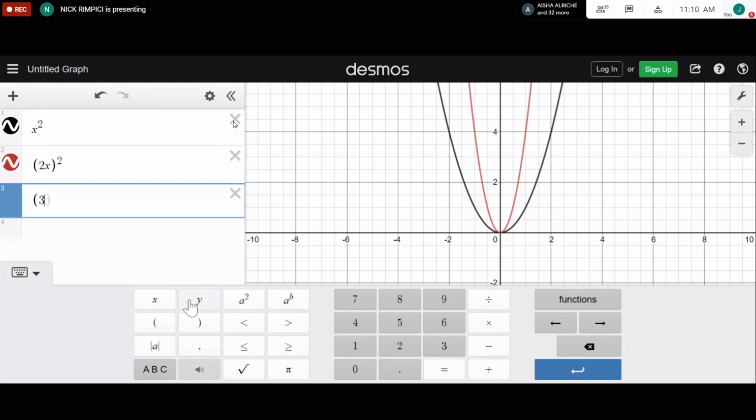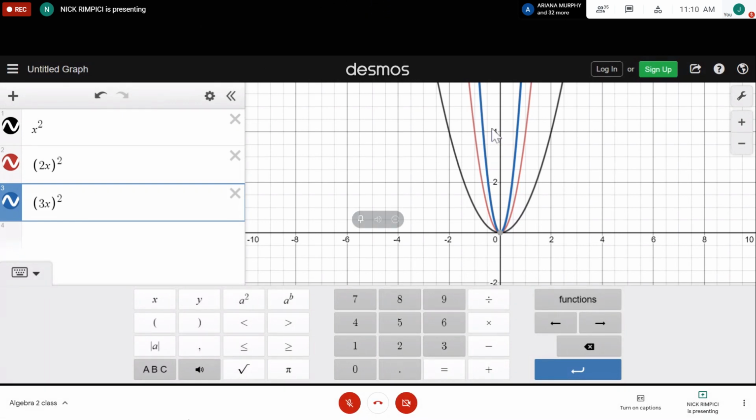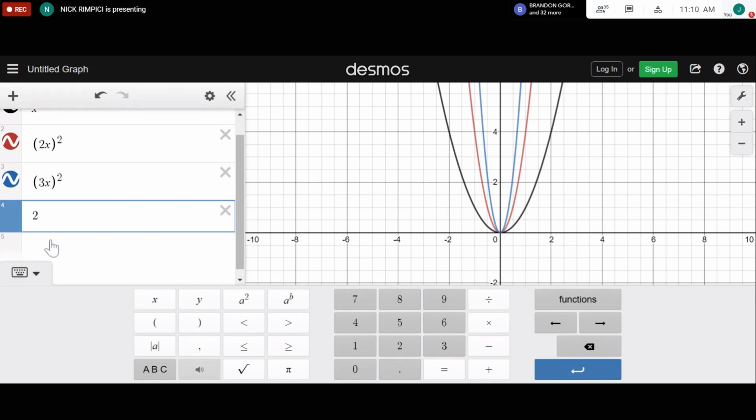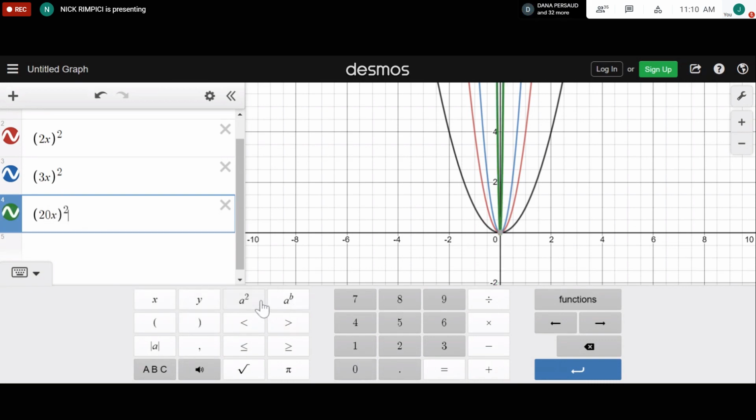Let's try 3x squared. Okay, now the blue one is hugging the y-axis even tighter. It's shrunken down with respect to y even more. If I do 20x squared, it's going to hug it even more tightly. It's going to be horizontally shrunken even further. And you can see the green one is extremely narrow, right? It's extremely horizontally shrunken down. It's hugging the y-axis really tightly.